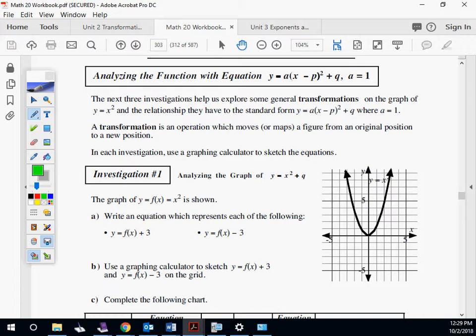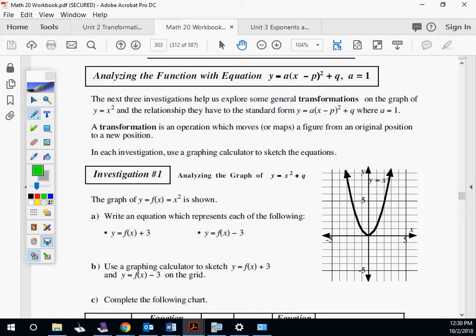What's really cool is if you get really good at these, your Unit 2 in Math 30 will be a cakewalk, because they have a test on transformations tomorrow. So the x squared relationship has a standard form a(x minus p) squared plus q, where a is 1. A transformation moves or maps a figure from an original position to a new position.